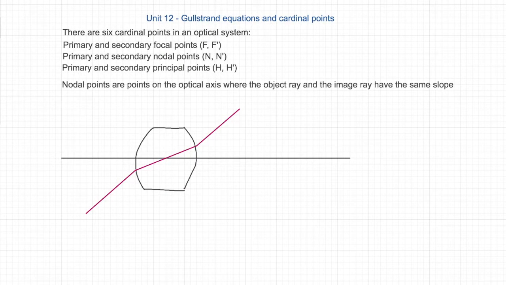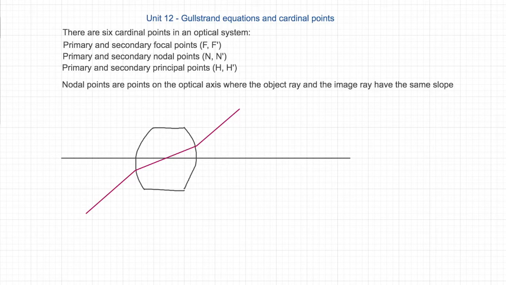Now, there are 6 cardinal points in an optical system. The optical system does not have to be Catholic in order to have cardinal points. It can be any religion you want. It can even be an atheist optical system. The first 2 cardinal points are the primary and secondary focal points. We've spent a lot of time on those points in previous units. We're not going to spend a whole lot more time on them in this unit.